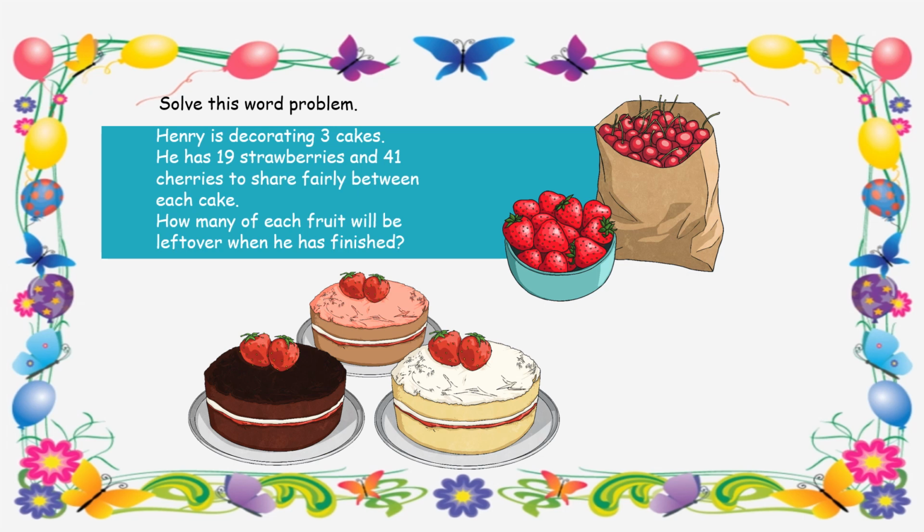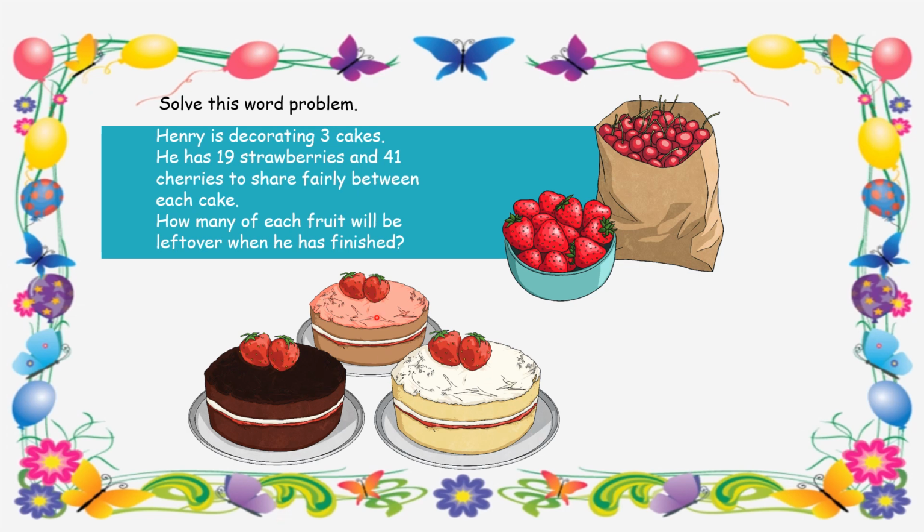Let's move on. It says solve this word problem. Henry is decorating 3 cakes. He has 19 strawberries and 14 cherries to share fairly between each cake. How many of each fruit will be left when he has finished? I want you to pause the video and have a go. I'm going to give you a clue before you go. Remember, we are told he's decorating 3 cakes.